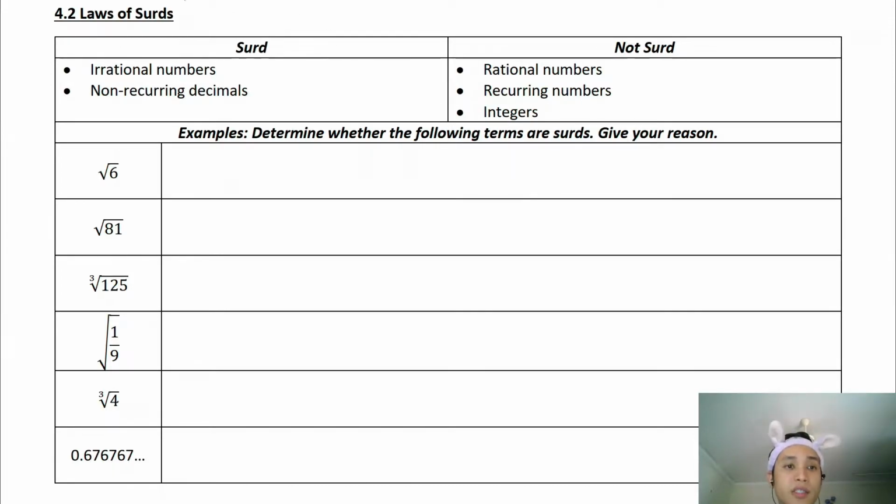Okay, Surds. What is the meaning of Surd? Actually, Surd meaning is this symbol. This is what we call Surd. Normally Surds we can write in different forms: Surd 3, Surd 4, Surd 5. This is what we call Surd.